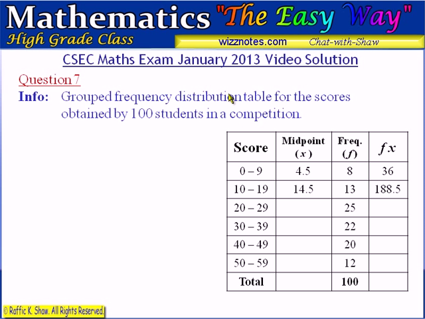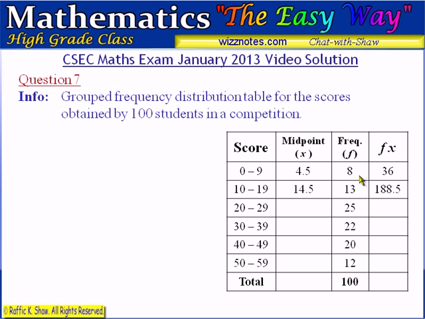We're now at question 7 of the CSEC Maths, January 2013 video solution. This question 7 gives us a grouped frequency distribution table for the scores obtained by 100 students in a competition. So these are the scores. These are the class midpoints. This is a group frequency distribution table. So these are the classes: 1, 2, 3, 4, 5, 6 classes. And these are the midpoint values. The table is not completed.